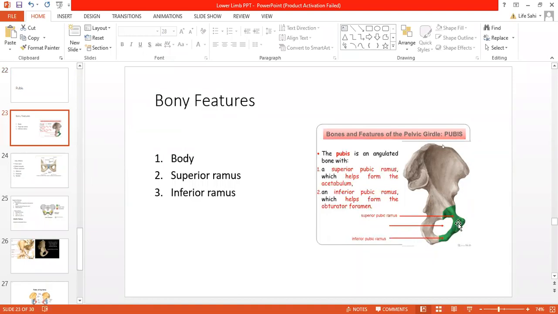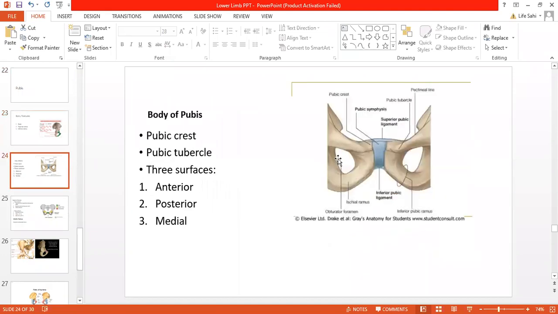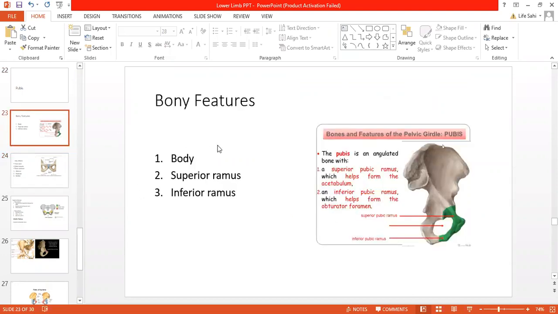This part of the bone also forms the pubic symphysial joint with its counterpart of the opposite hip bone. So bony features of the hip bone pubic part include its body and two rami, a superior ramus and inferior ramus.